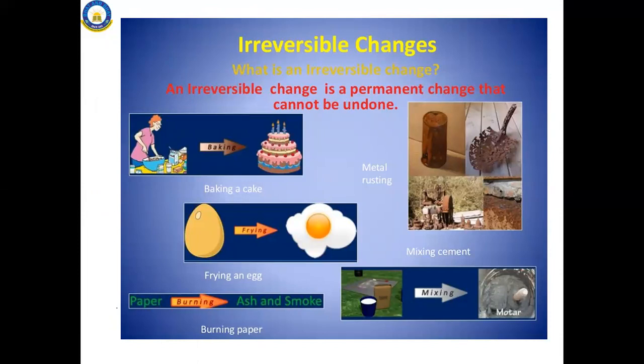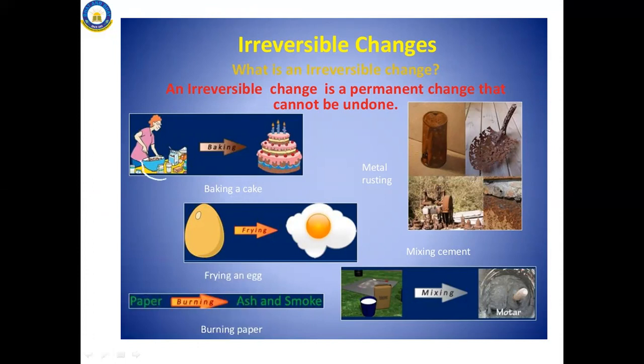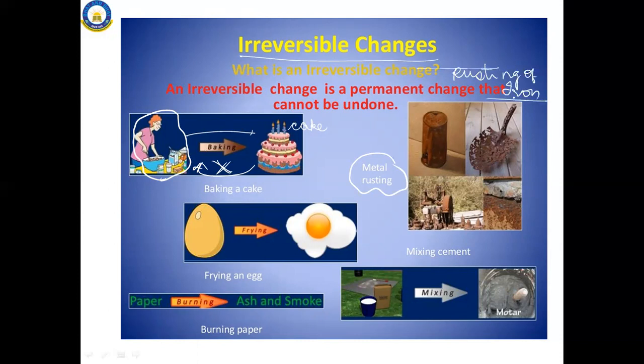Here there are some picture examples that they have given for the irreversible change. What is the first one? Here there are so many products that a lady is using, and they turn into a cake. Now, can I get back these original products from a cake? No. So what do we call that kind of change? Irreversible change. And the best example is rusting of iron. So rusting of iron is an example for the irreversible change.